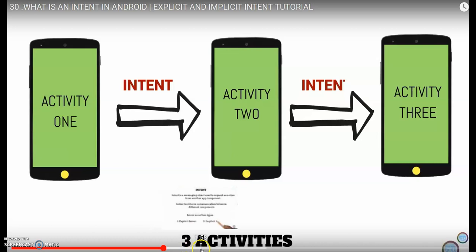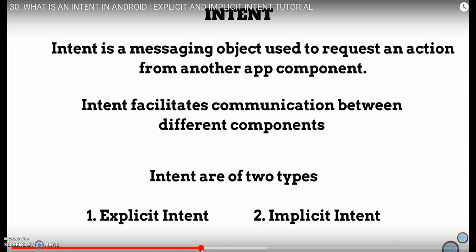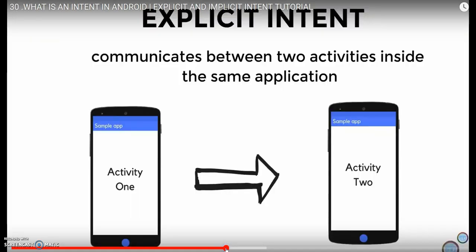To make things short, we'll look into this slide right now. Intent can be treated as a messaging object which can be used to request an action from one app component to another. Intent facilitates communication between different components, and intents are basically classified into two types: explicit and implicit. Now, explicit intent facilitates communication between two activities inside the same application.